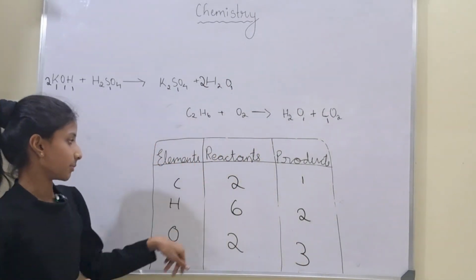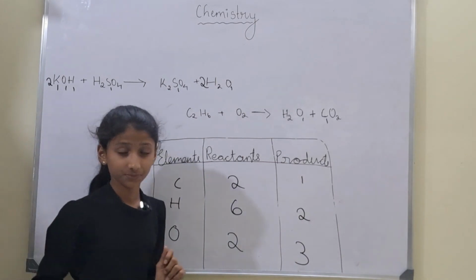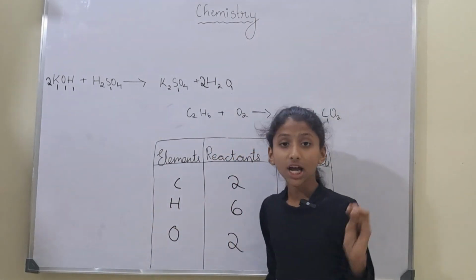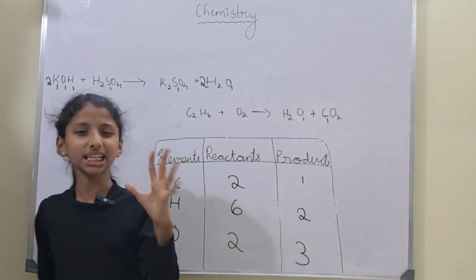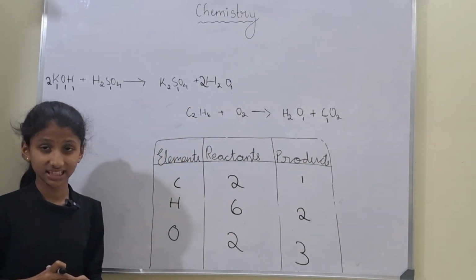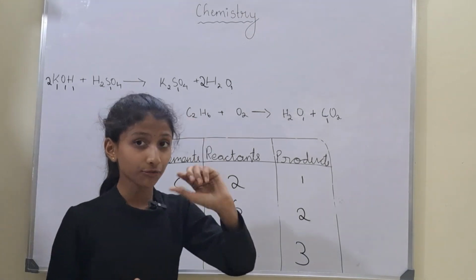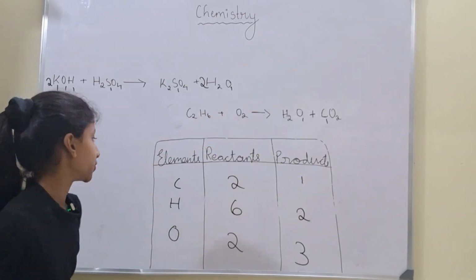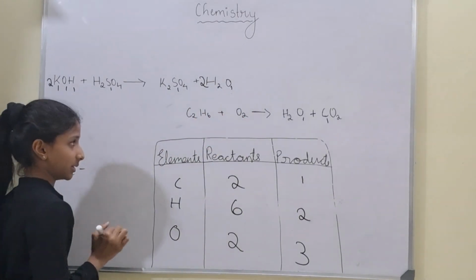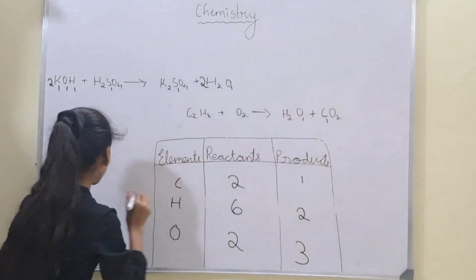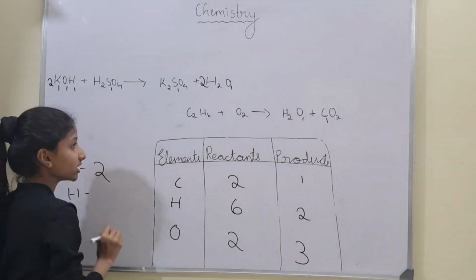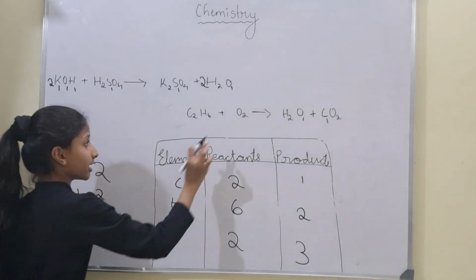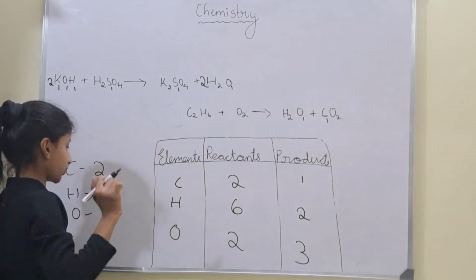Now, in this table, none of them are balanced. Now the question is, which one should we balance first? For that, we have to balance the element with the least frequency. What is frequency? Frequency is the number of times that particular element has occurred in the chemical equation. So the frequency of carbon is 2 times. As for hydrogen, it is 2 times. For oxygen, it is 3 times.